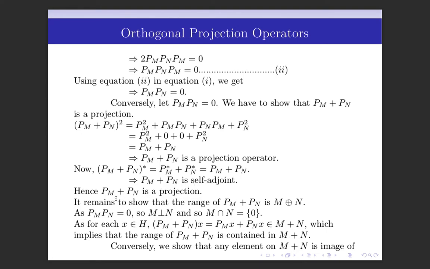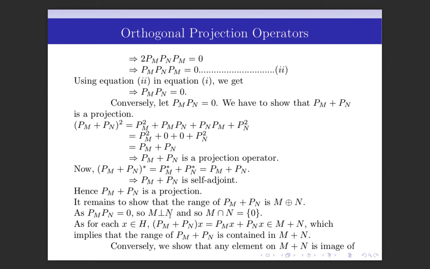Hence, Pm plus Pn is a projection because it is a projection operator. This is also self-adjoint, so it is a projection. It remains to show that the range of Pm plus Pn is the direct sum of M and N. As PmPn is equal to 0, M is orthogonal to N.